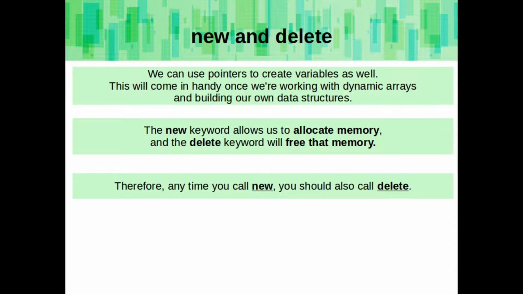We can use pointers to create new variables as well. This will come in handy once we're working with dynamic arrays and building our own data structures. The new keyword allows us to allocate memory, and the delete keyword allows us to free that memory. Therefore, anytime you call new, you should also call delete.